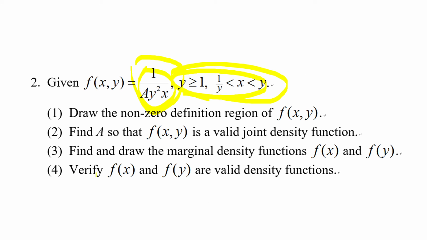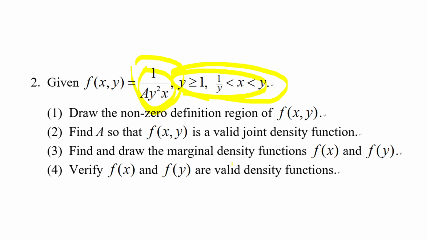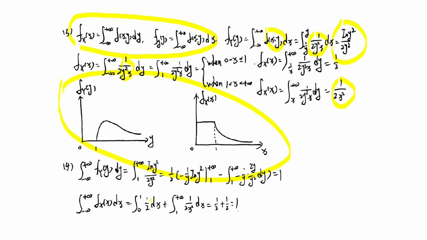And the third question is verify that f(x) and f(y) are valid density functions. Just like what we did in question 2, we just need to integrate f(x) and f(y) from negative infinity to positive infinity to see if the value is 1 or not. So after the integration, we can find that f(y) equal to 1, so it is a valid density function, and also f(x) is. And thank you, that's all.